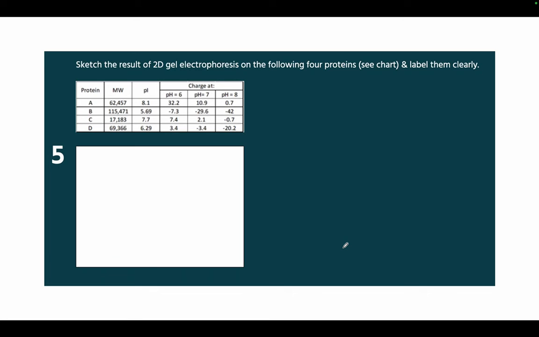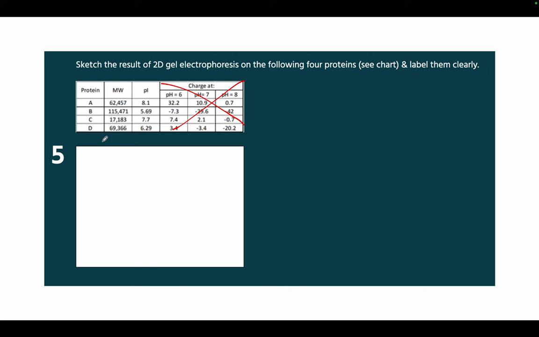And just one last example. Now we have an idea of how 2D gel electrophoresis works. So now they're asking us to sketch the result of a 2D gel electrophoresis for these 4 proteins A, B, C, D. Disregard this part. We don't need to think about this too much. We will just think about what is the pI and what is the molecular weight.